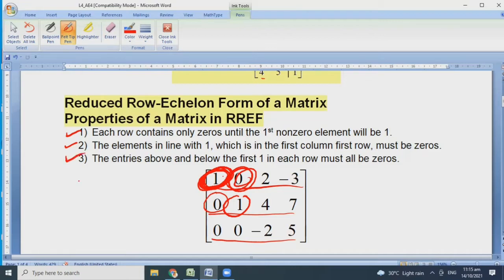Then third property, the entries above and below the leading one in each row must all be zeros. Like what I'm saying, look at this one. In our first row, first column, in line with this, 0, and then below, zeros. So that's the concept of reduced row echelon form. They are the properties of the RREF of a matrix.